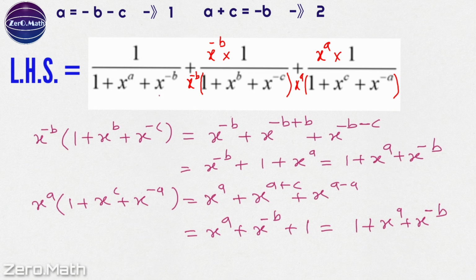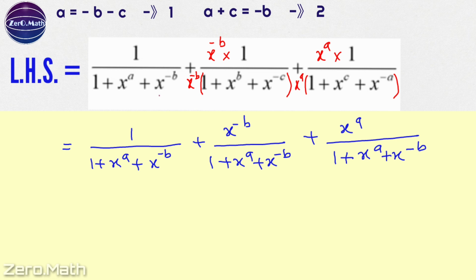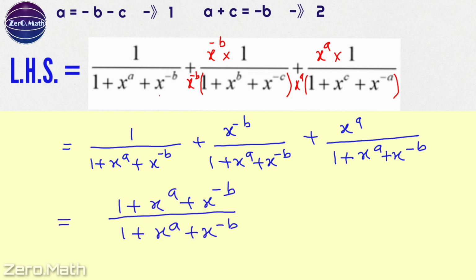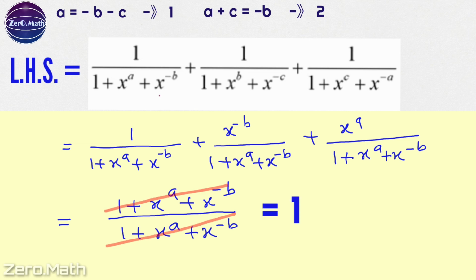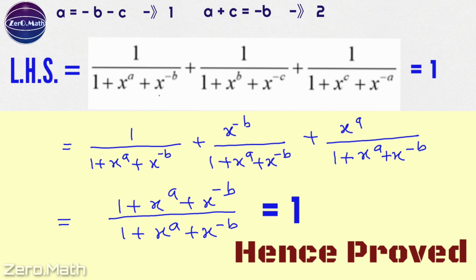Now you can see the denominator of each term is the same. Hence, we are good to add the numerators. We can simplify the left hand side as 1 plus x to the power a plus x to the power minus b over 1 plus x to the power a plus x to the power minus b. You can see the numerator and denominator are both the same. Hence, the result of the equation will be 1. Hence, we have proved the left hand side of the equation equals 1.